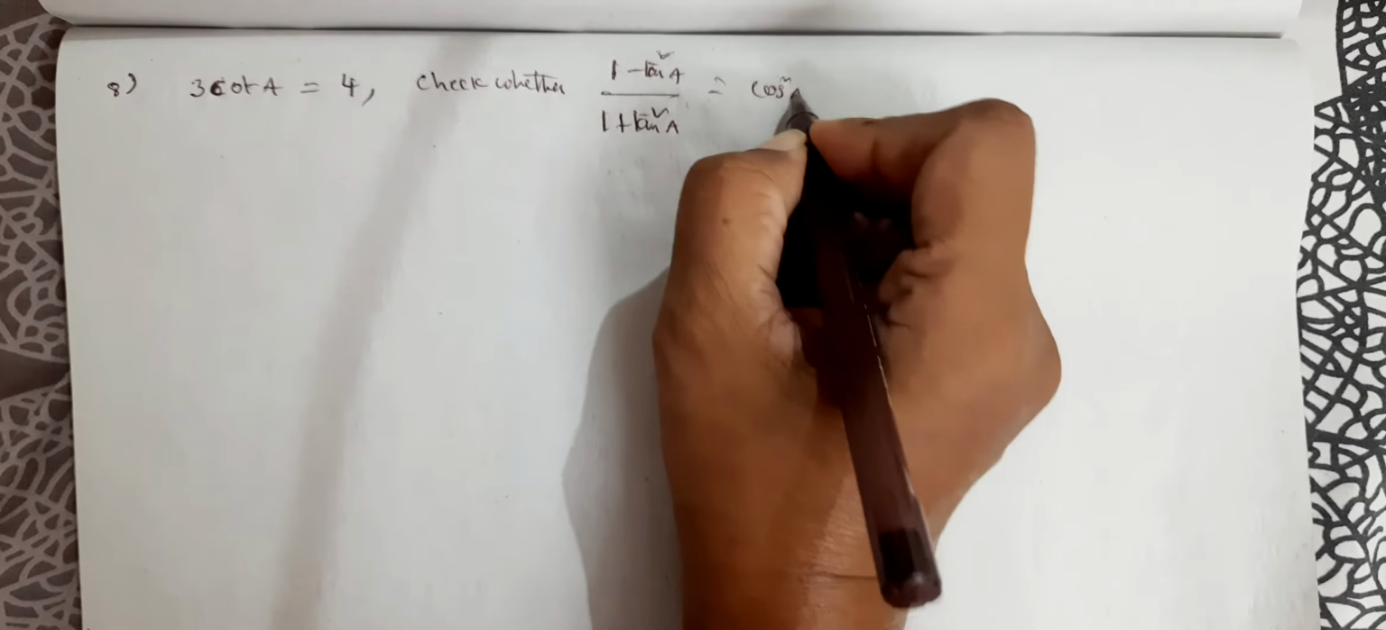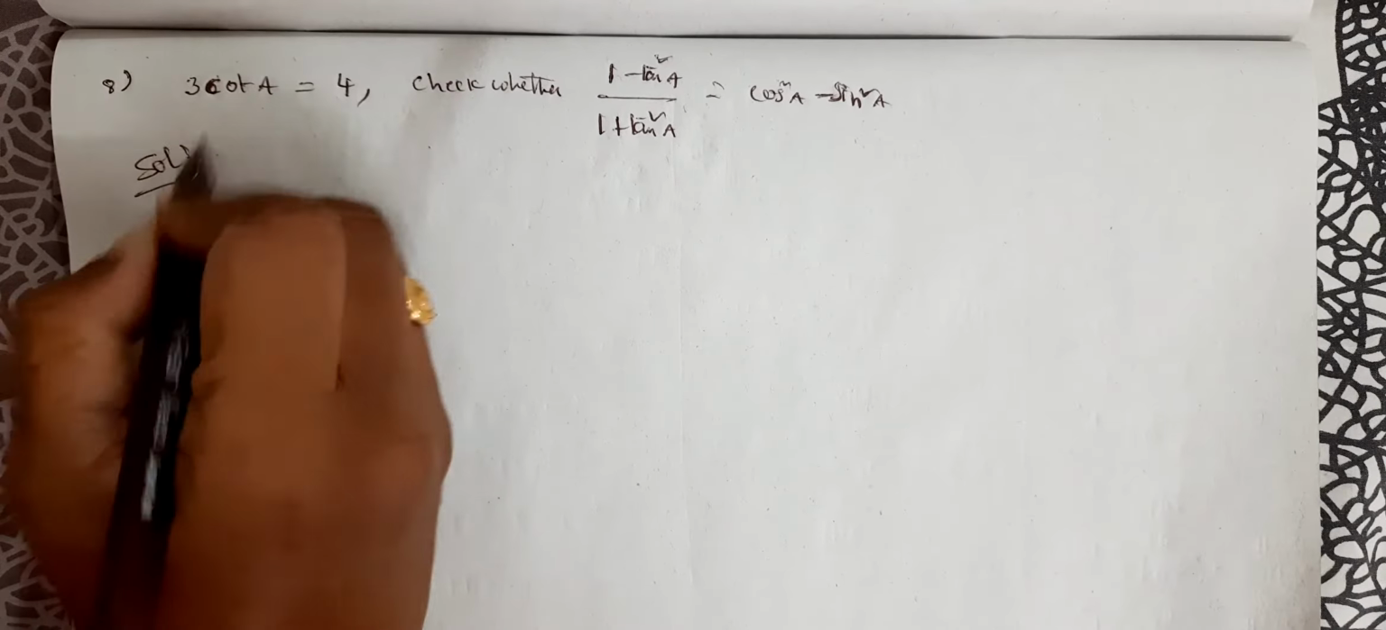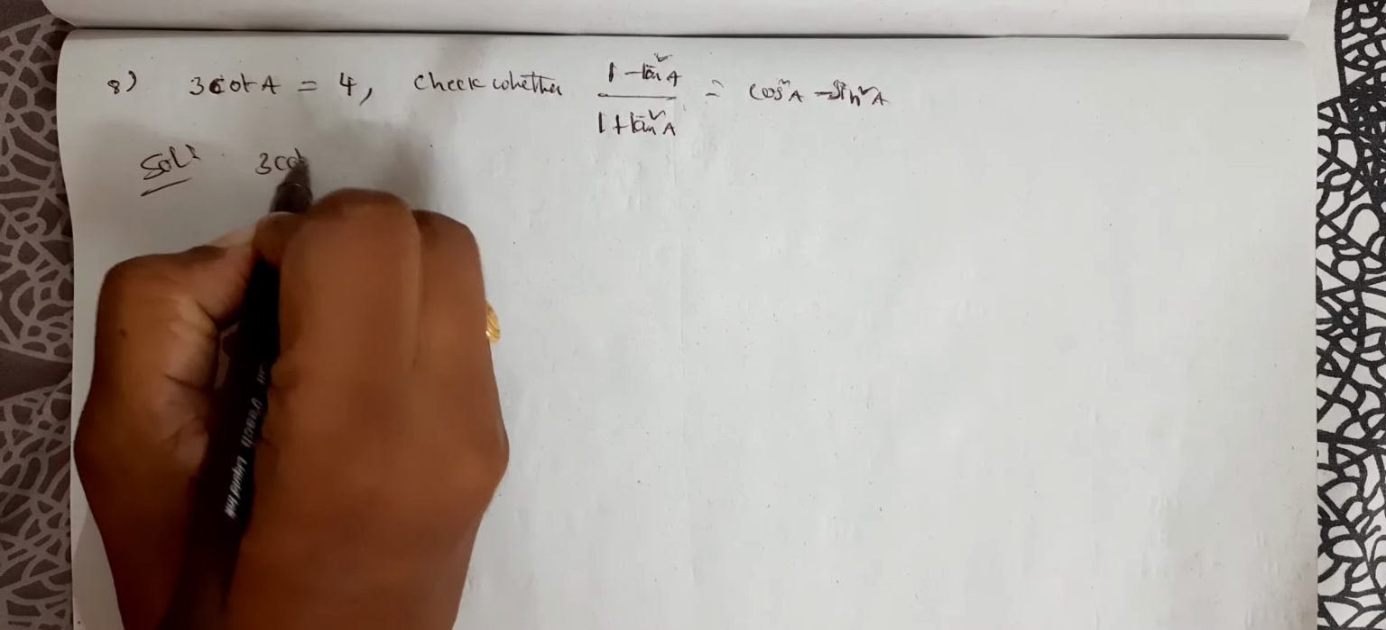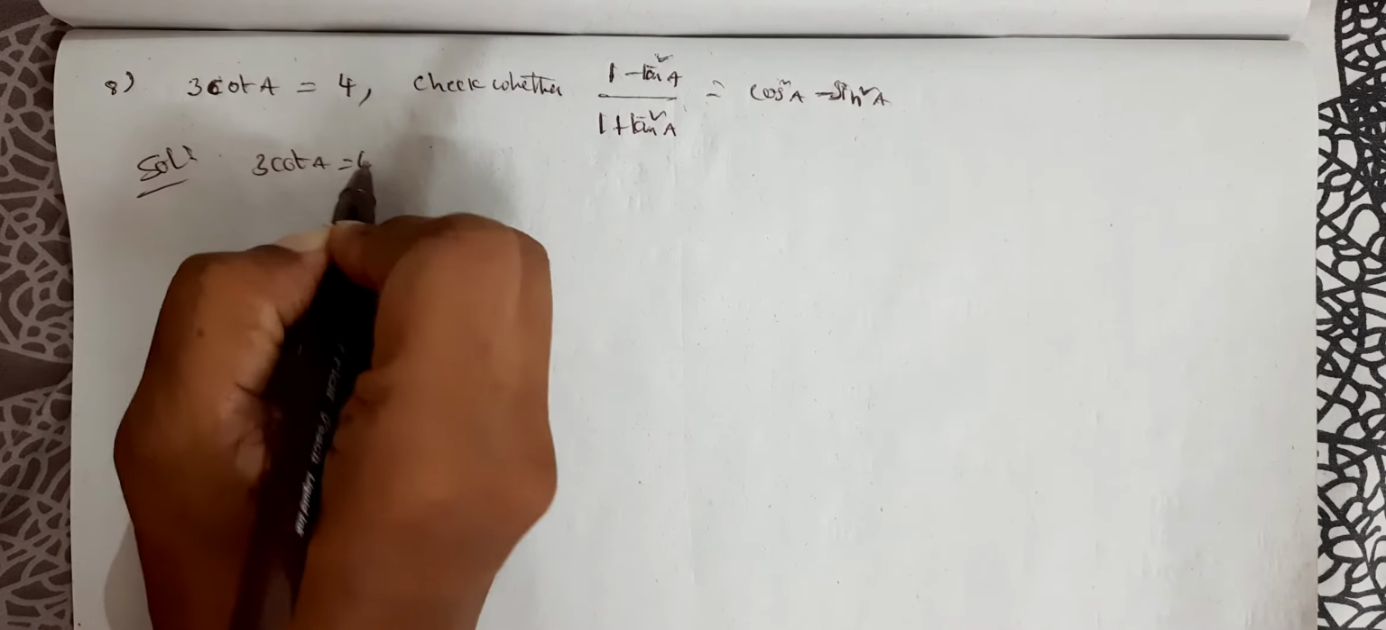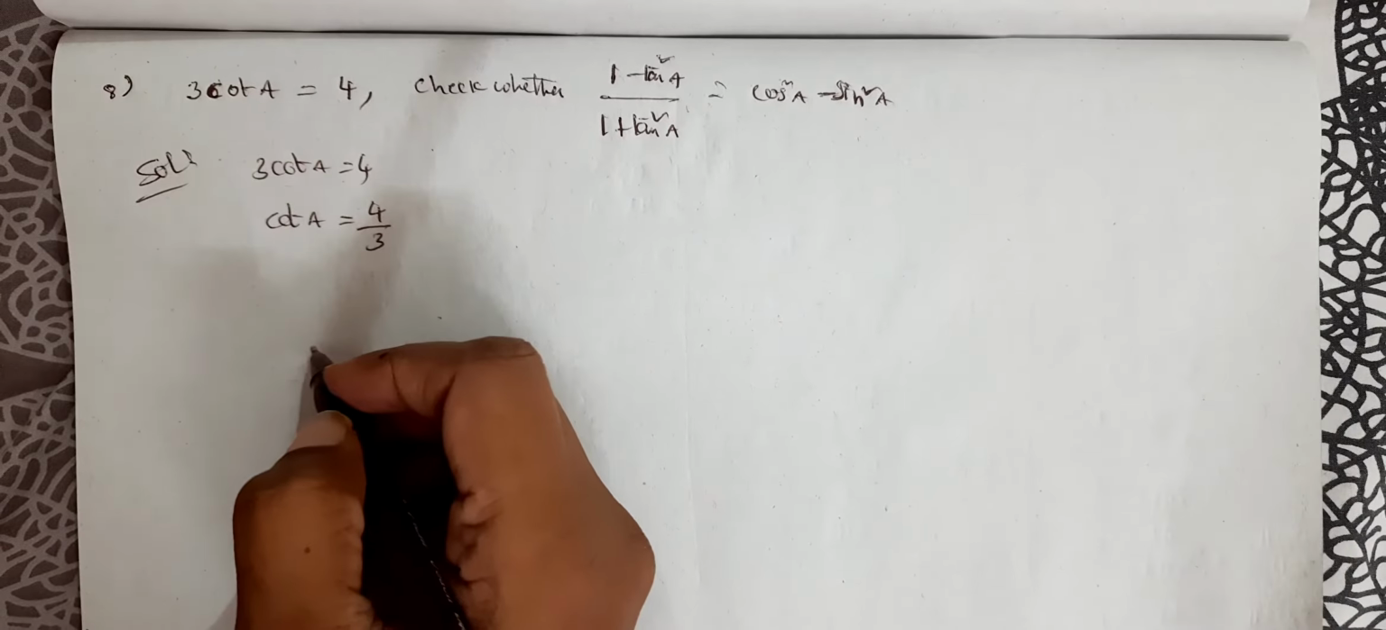So before you go for this, what should be done? We have to find out tan, cos and sin values. How do we get sin, cos, tan values? From the given trigonometric ratio cot A. How is cot A determined? In the solution, you will write 3 cot A is equal to 4. I want only cot A on the left hand side. Therefore, transpose 3 onto the right hand side. It will become 4 by 3.